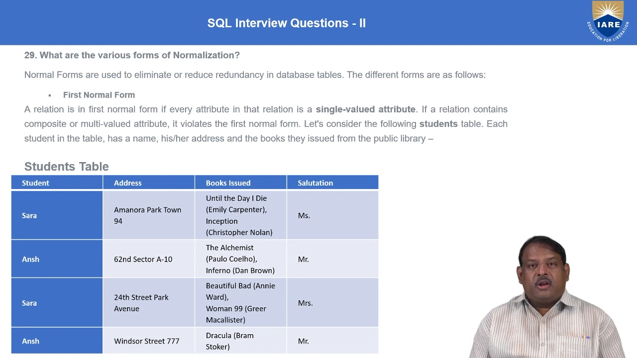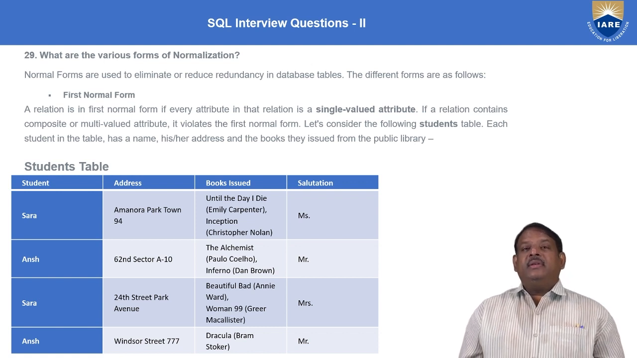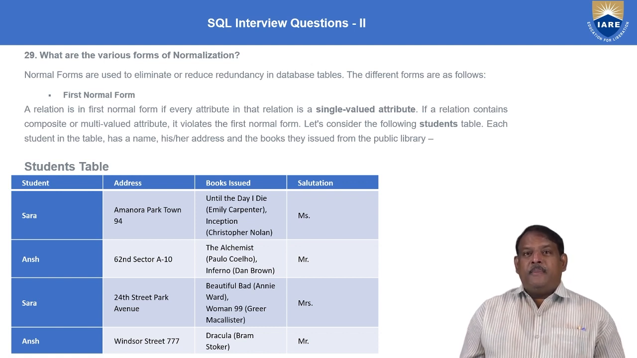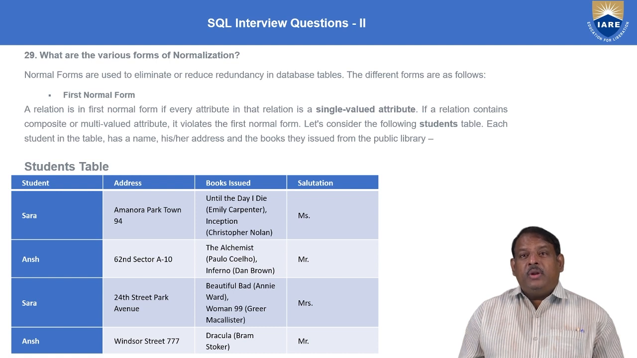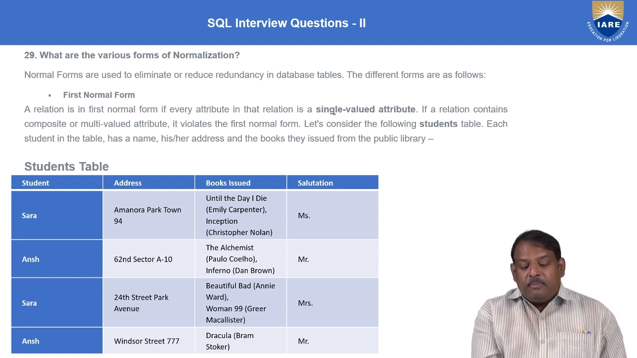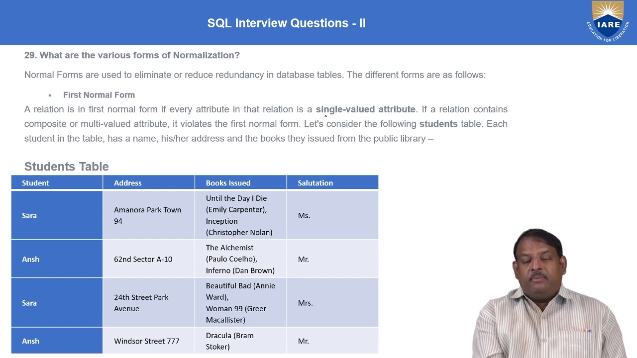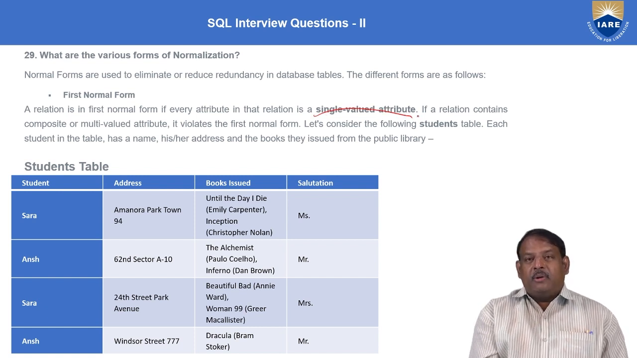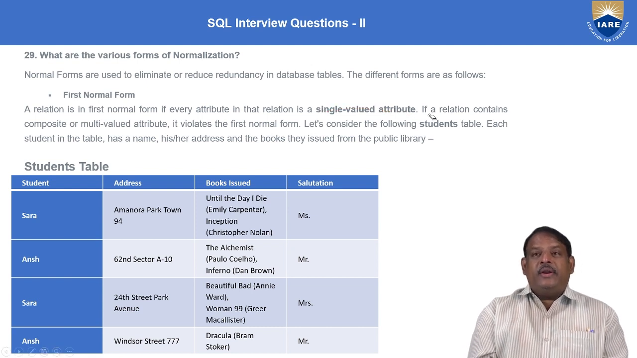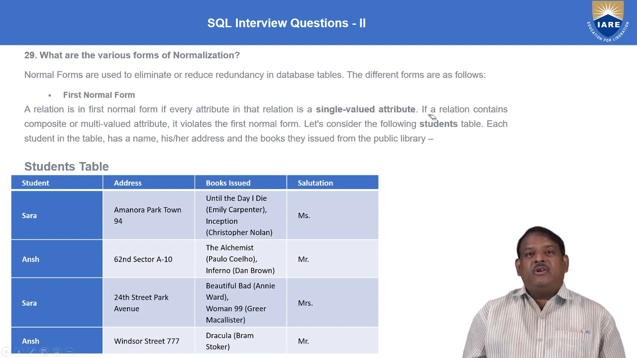First, we will see the first normal form. A relation is in first normal form if every attribute in that relation is a single valued attribute. It should always be a single valued attribute. Now, this is the keyword here. In the first normal form, we'll be talking about single valued attributes. If a relation contains composite or multi-valued attributes, it violates the first normal form.